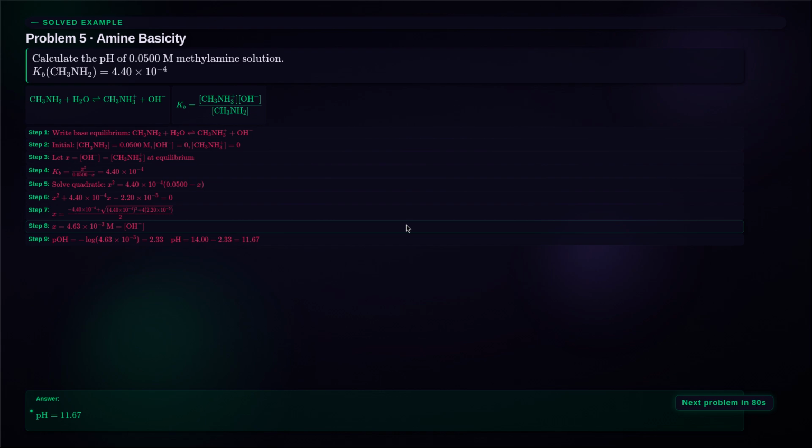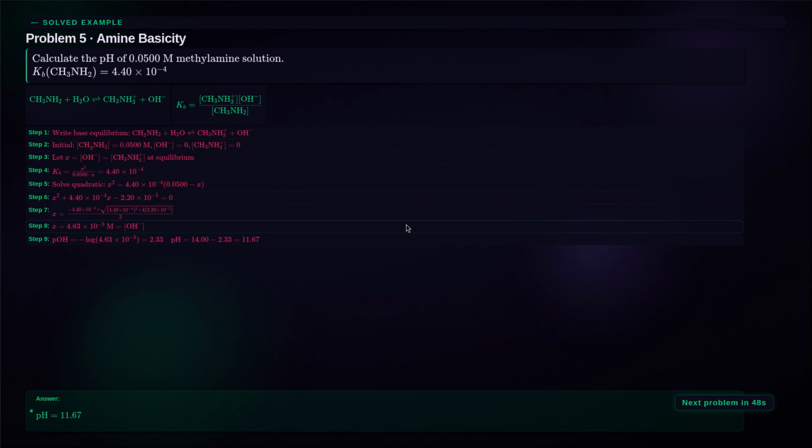Step 4. Kb equals X squared over 0.0500 minus X equals 4.40 times 10 to the minus 4. Step 5. Solve the quadratic equation. Step 6. X squared plus 4.40 times 10 to the minus 4 X minus 2.20 times 10 to the minus 5 equals 0. Step 7. Using the quadratic formula, X equals 4.63 times 10 to the minus 3 molar for hydroxide.